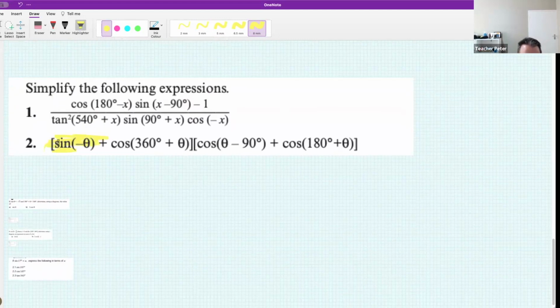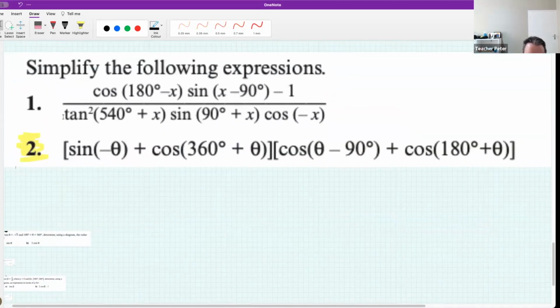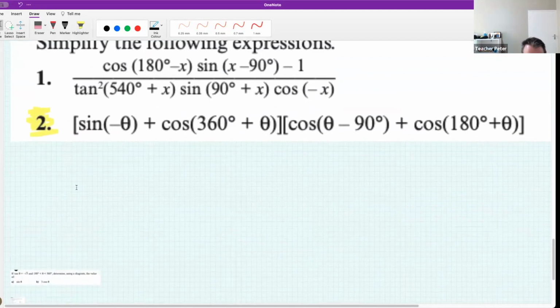And so what I want to do is I want you to have a go at solving number 2. So can you try and simplify? There's no left-hand side and right-hand side. This is just a simplification question. And see if you can do number 2 using your knowledge of these things. So over to you guys.